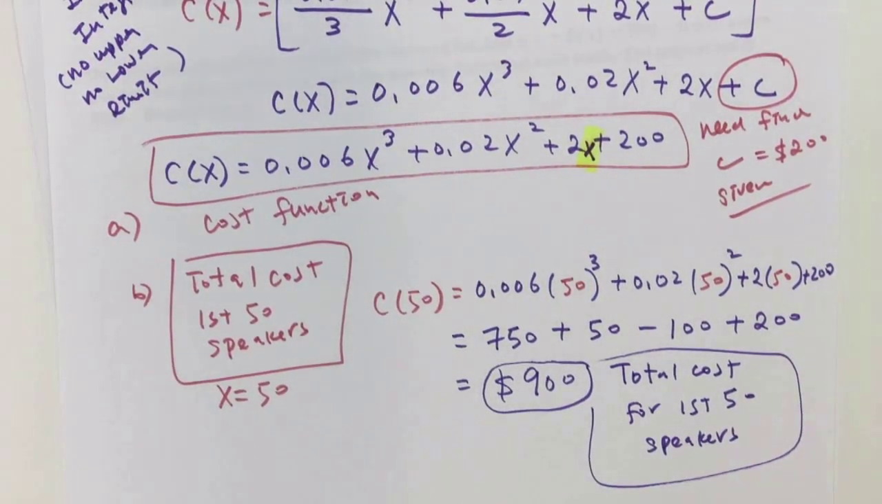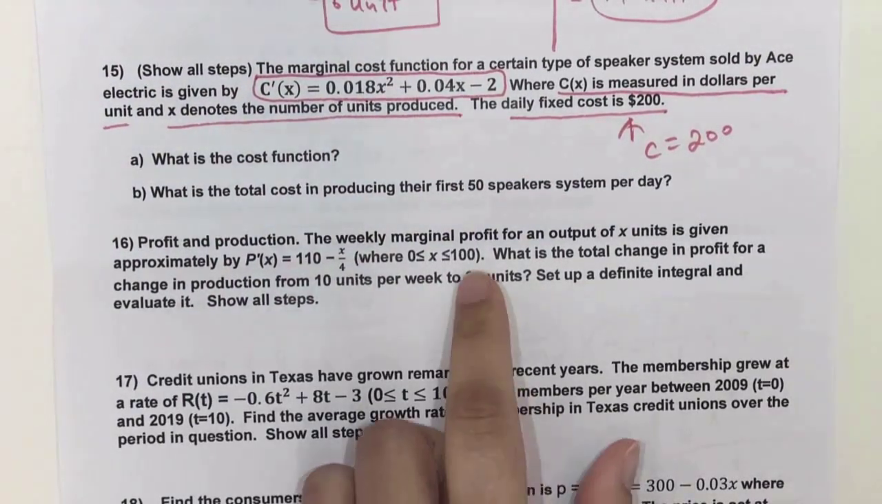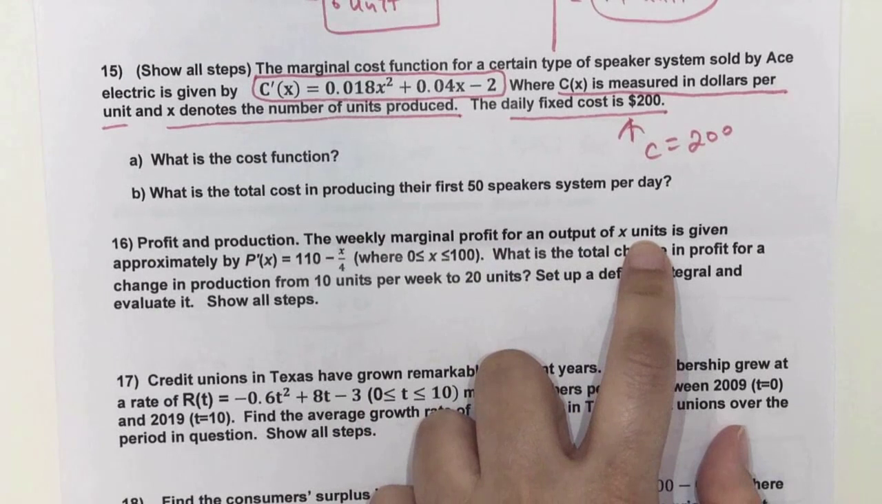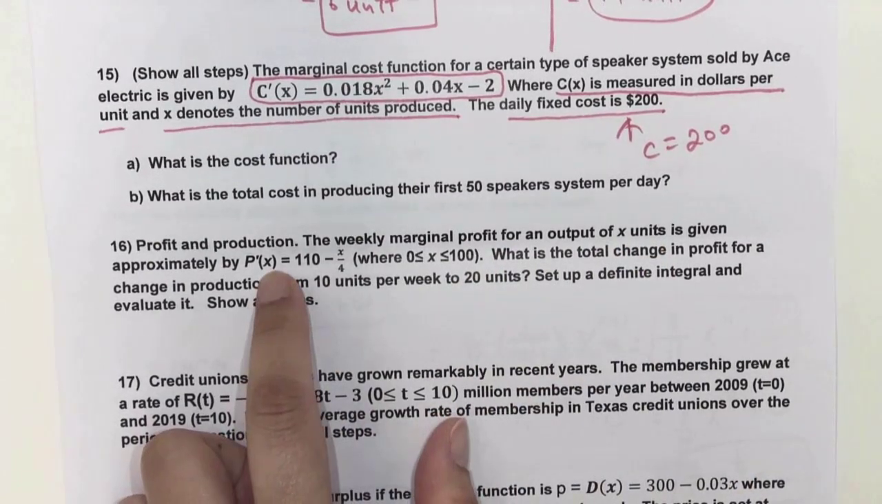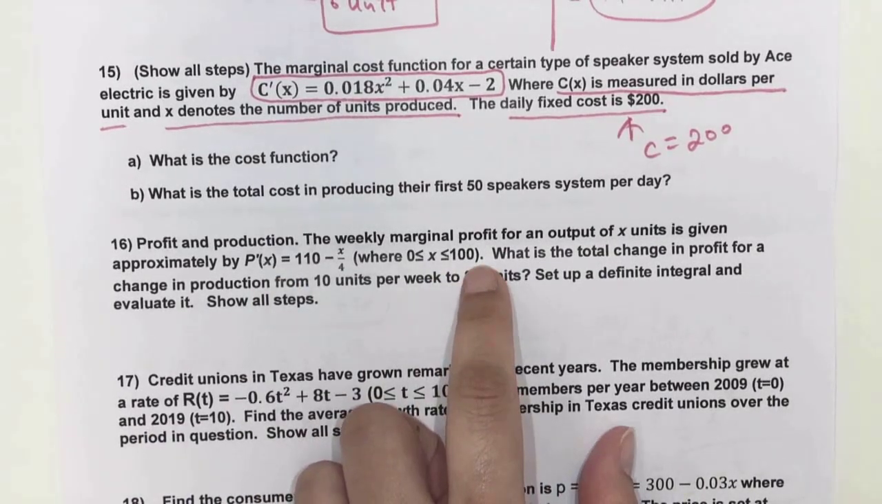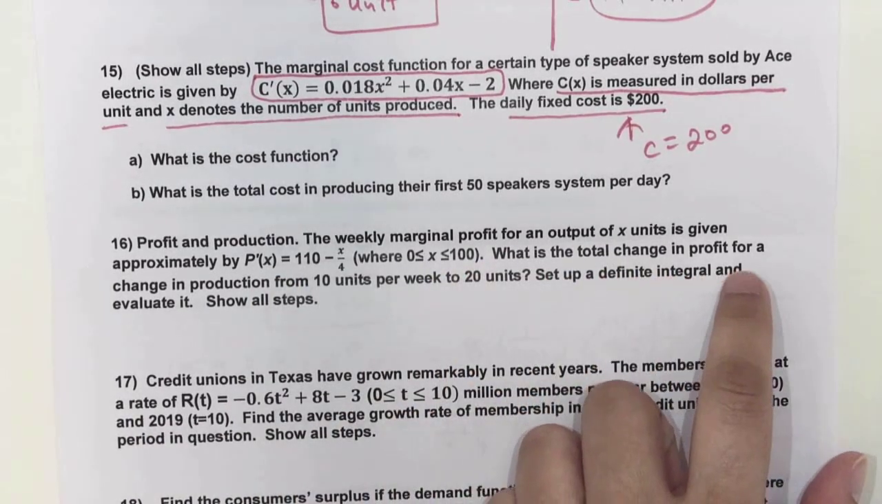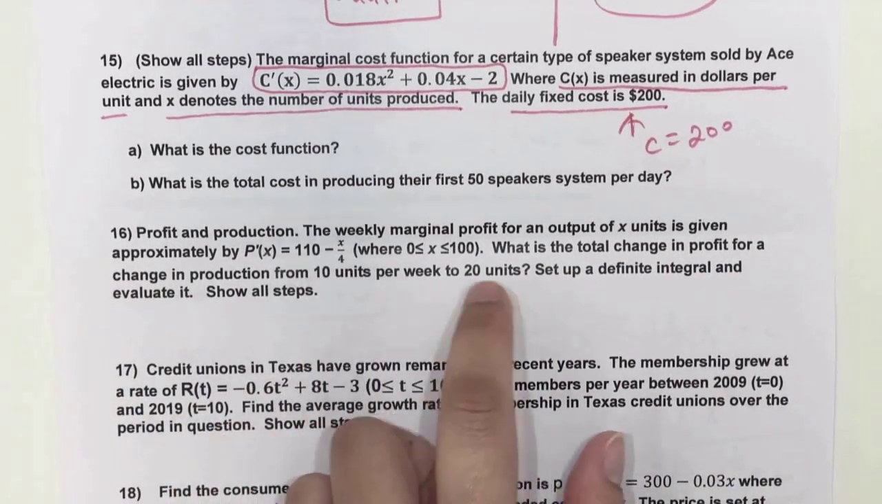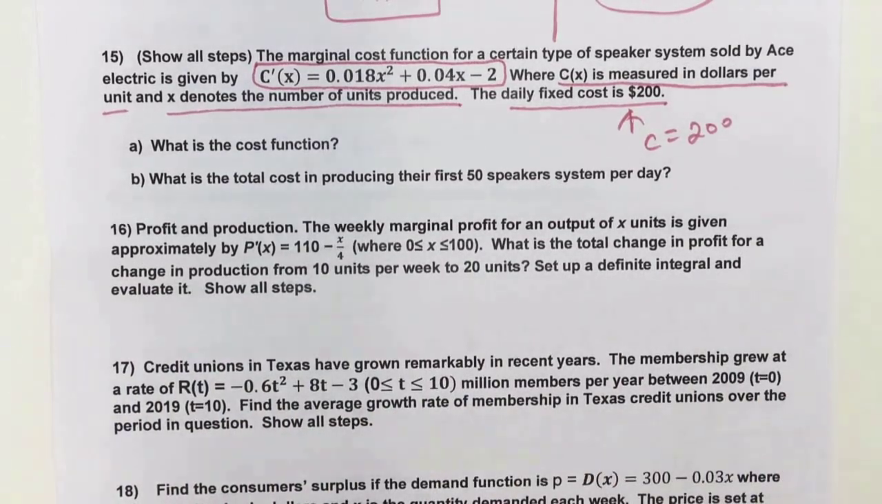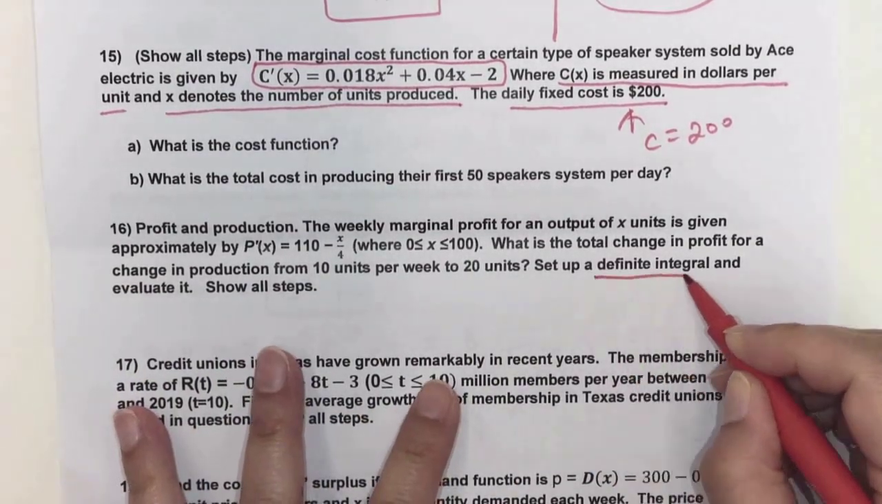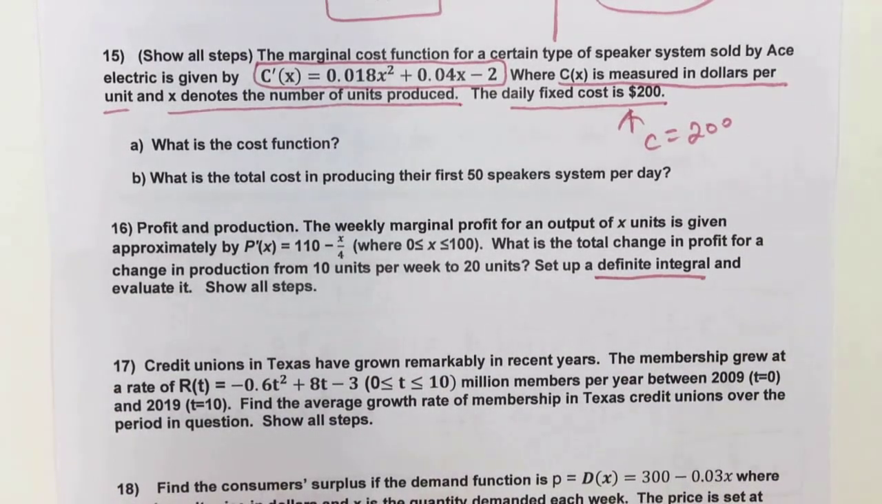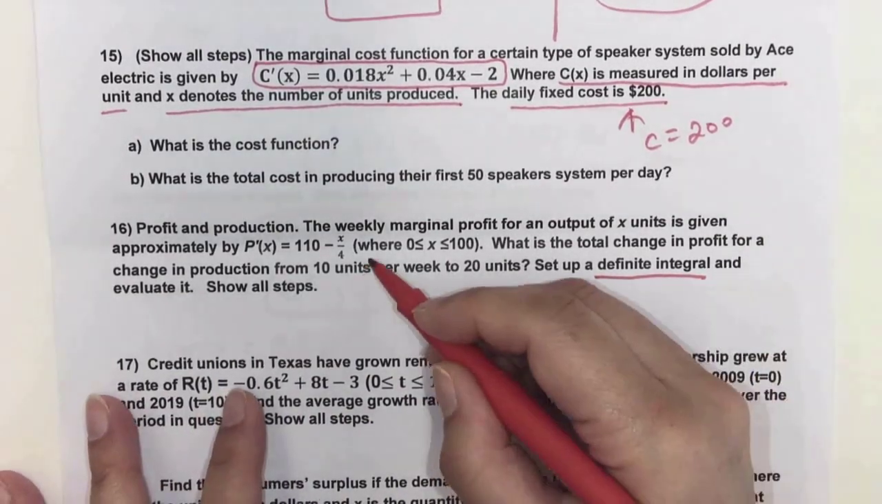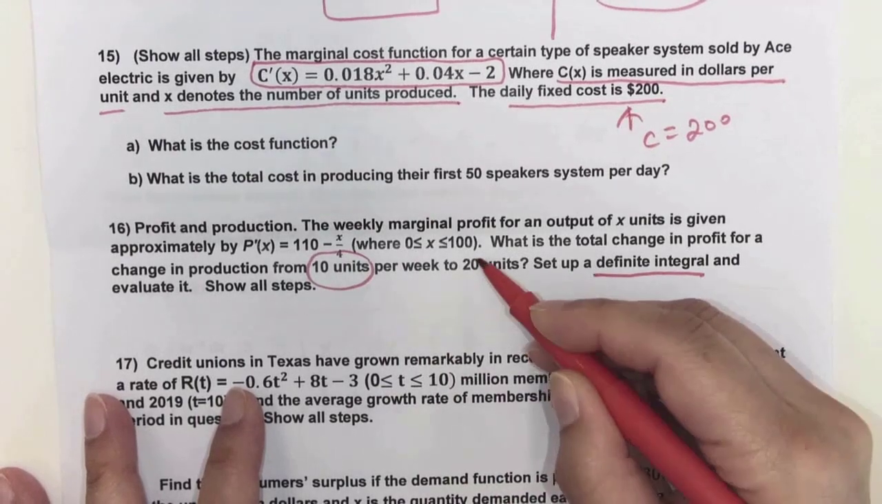The next one is a profit of production. Number 16, product and production. The weekly marginal profit for an output of x units is given approximately by this marginal profit function. Between 0 and 100 units, what is the total change in profits for a change in production from 10 to 20 units? Set up a definite integral. So they want you to set up a definite integral, and your lower limit is what? 10, upper limit is 20.